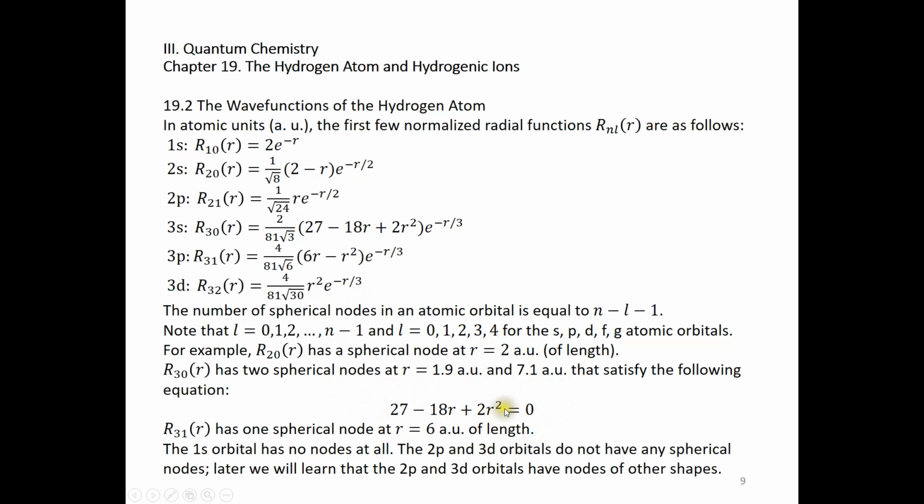How do we solve this? Well, it's pretty easy. If you remember how to solve the quadratic function, it's negative b plus or minus the square root of b squared minus 4ac, so it's going to be negative 18 plus or minus the square root of 18 squared minus 4 times 2 times 27, and then divided by 2a. That means divided by 4, and you get these two roots, 1.9 atomic unit and 7.1 atomic unit. These two are the two spherical nodes for the 3s orbital.